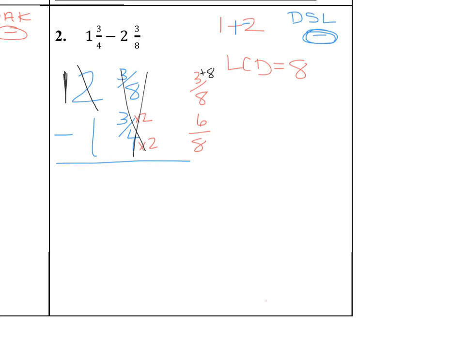So for the sake of organization, I'm going to go ahead and rewrite our entire problem with all this new information. So now I have 1, and I'm going to do 8 plus 3, 11/8 minus 1 and 6/8. Now I can do 11 minus 6. 5/8. 1 minus 1 is 0. So my final answer is 5/8.